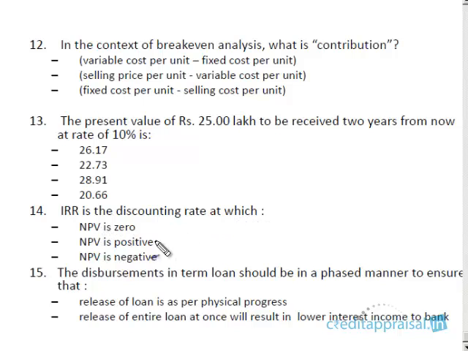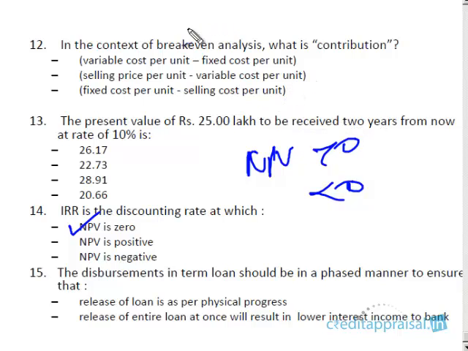Question number 14. IRR is the discounting rate at which NPV is 0, NPV is positive, NPV is negative. This we discussed. So NPV changes with the discounting rate, right? We said we will accept a project if NPV is 0 or more, and decline if it is less than 0. So NPV can take a range of values. So this NPV will change, right?